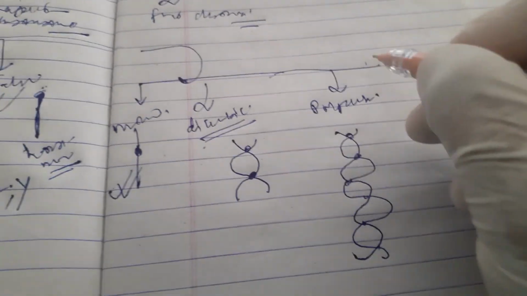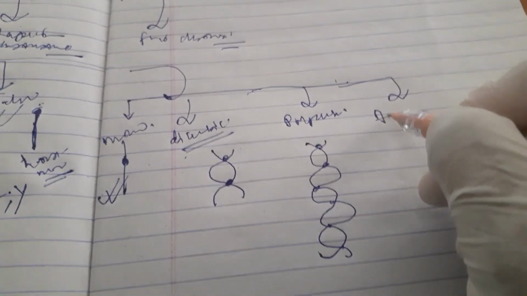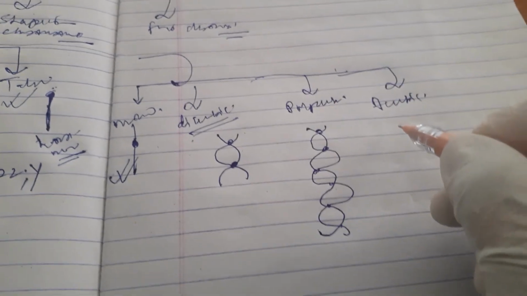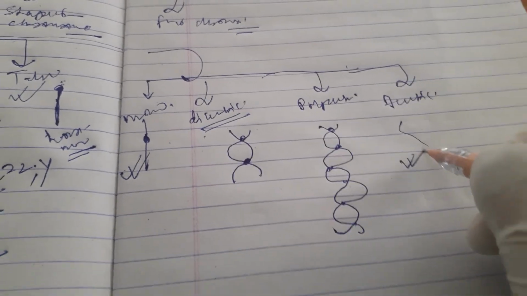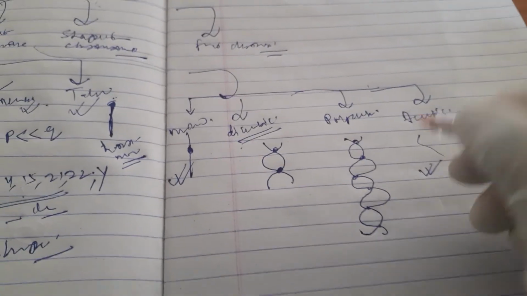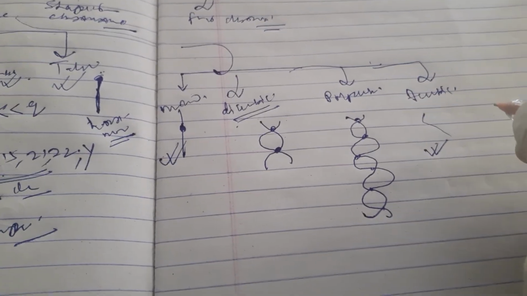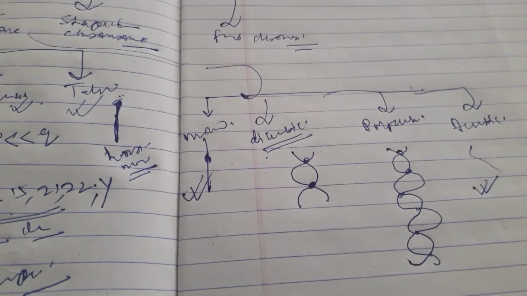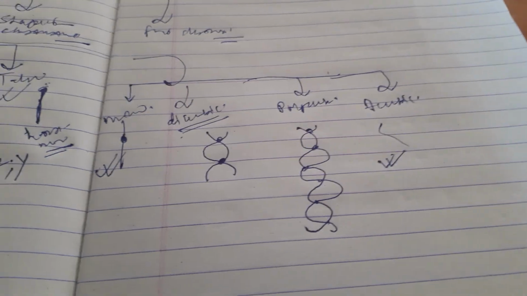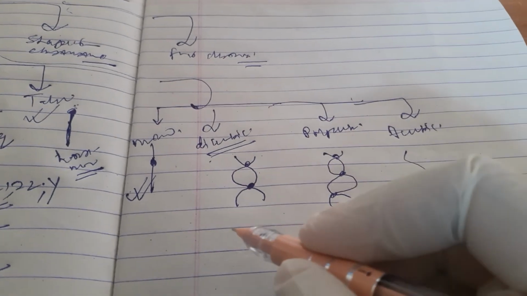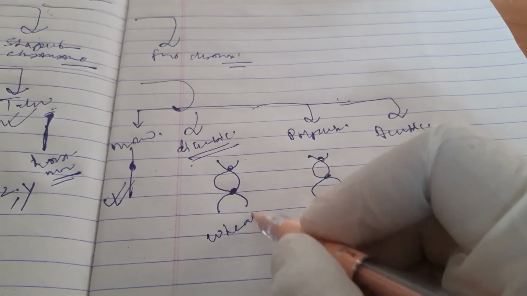Okay, and another one is acentric, in which there is no centromere, and it is not commonly seen. And dicentric is found in the wheat.